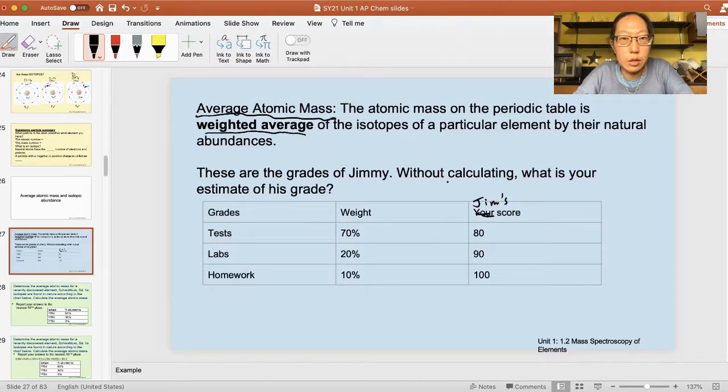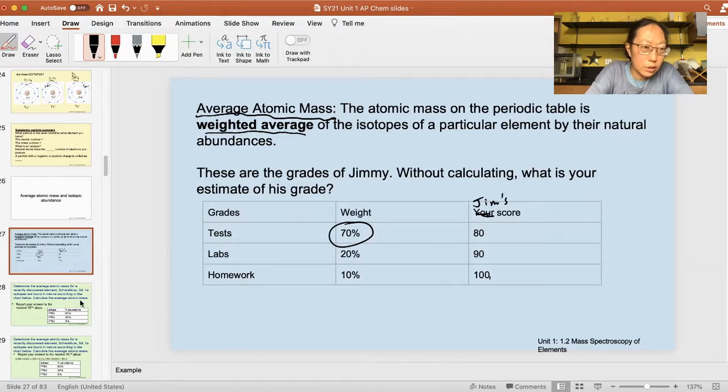Go ahead, somebody can just unmute and speak up. Yeah, sure. And the reason why you're saying that is because the weight of the tests is much more than the labs and the homework, right? So Jimmy's average grade is probably closer to 80 than to 100, right? Because homework is only 10%.